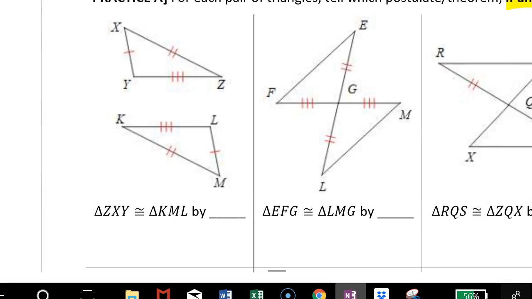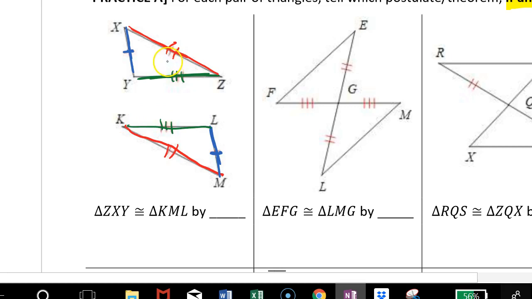From our triangle, we can see that we have side XY congruent to side ML. We see that side XZ, the 2 tick marks, is congruent to side KM with the 2 tick marks. And we see that YZ, 3 tick marks, is congruent to side KL. I see that I have 3 sides congruent in one triangle, 3 sides congruent in the other triangle. These triangles are congruent by the side-side-side triangle congruence theorem.